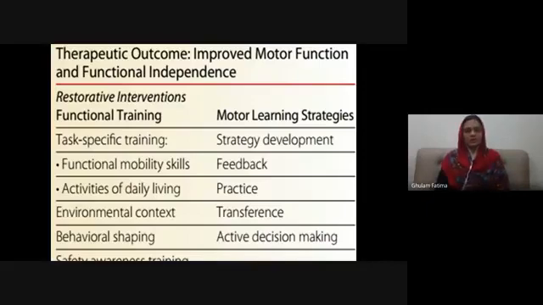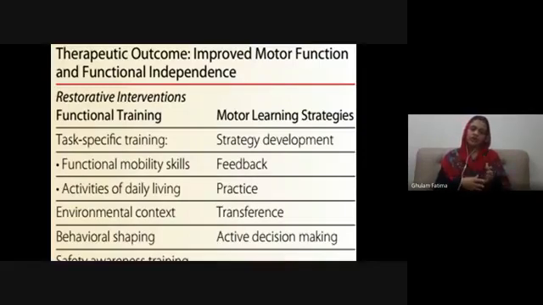These are restorative interventions. These are based on the functional training of the patient, so we will always go for task specific training. As I have already mentioned, constraint induced movement therapy is an example of task specific training, and body weight supported walking is also an example of task specific training. Then functional mobility skills can be a part of it, and activities of daily living. Then it also depends on your environmental context. Behavioral shaping is required, and safety awareness training is required. We will discuss all these points one by one in our upcoming lectures.